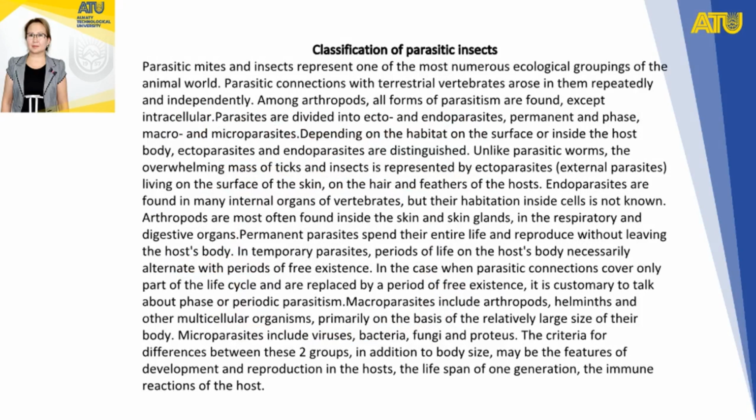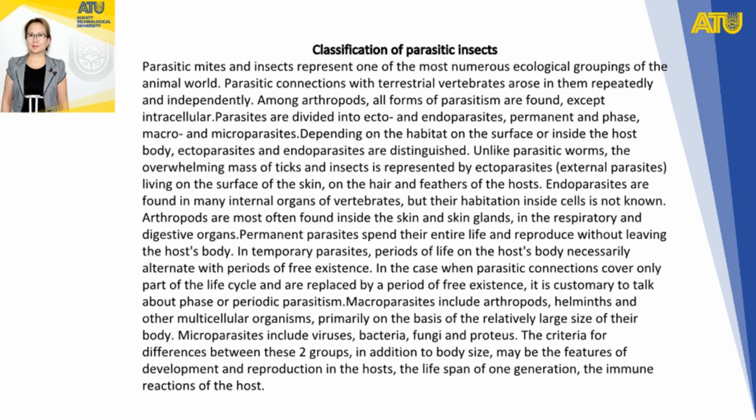Classification of parasitic insects. Parasitic mites and insects represent one of the most numerous ecological groupings of the animal world. Parasitic connections with terrestrial vertebrates arose in them repeatedly and independently. Among arthropods, all forms of parasitism are found, except intracellular. Parasites are divided into ecto- and endoparasites, permanent and phase, macro and microparasites. Depending on the habitat on the surface or inside the host body, ectoparasites and endoparasites are distinguished.